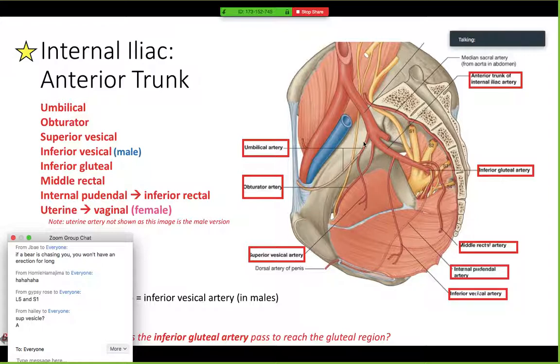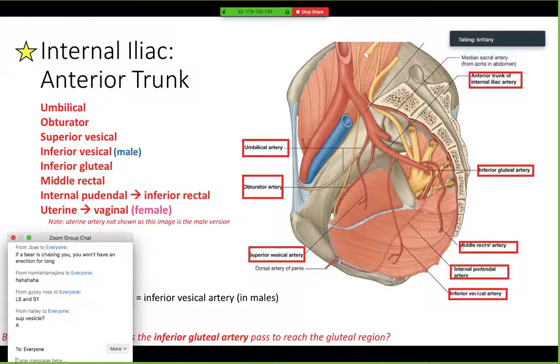And typically off of the umbilical artery, but not always, is the superior vesical artery. So this is going to supply the top part or superior portion of the bladder. And then we have an inferior vesical artery, which is found predominantly in the male.